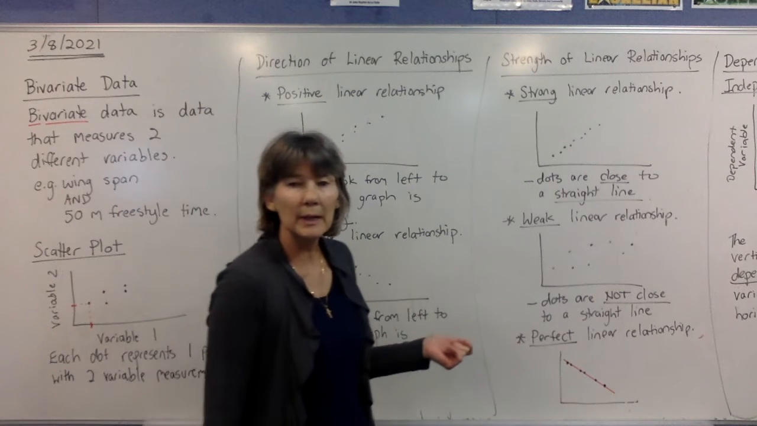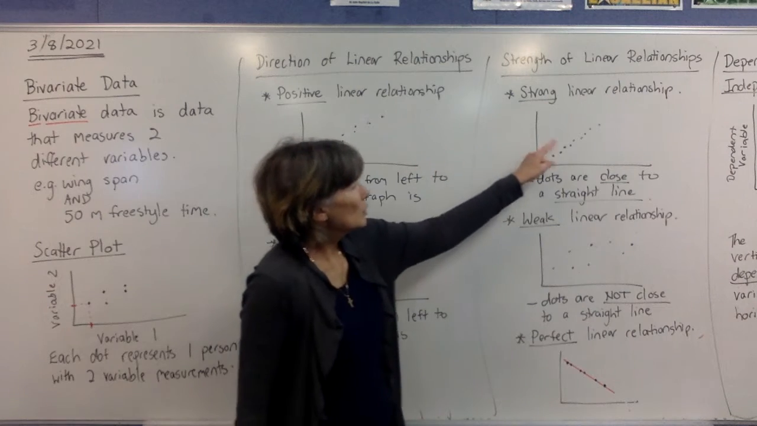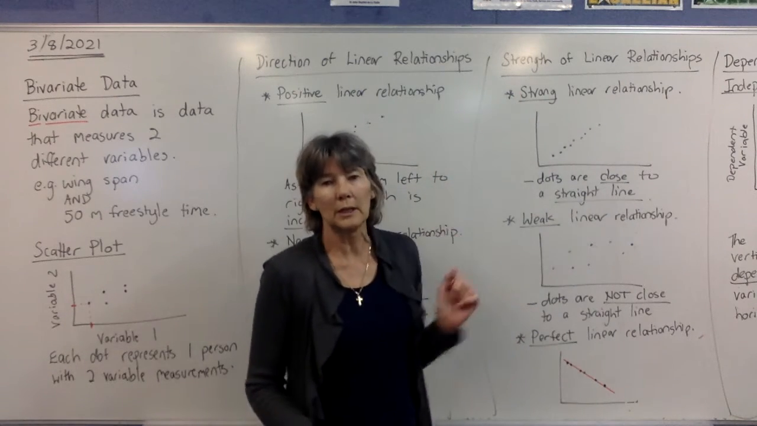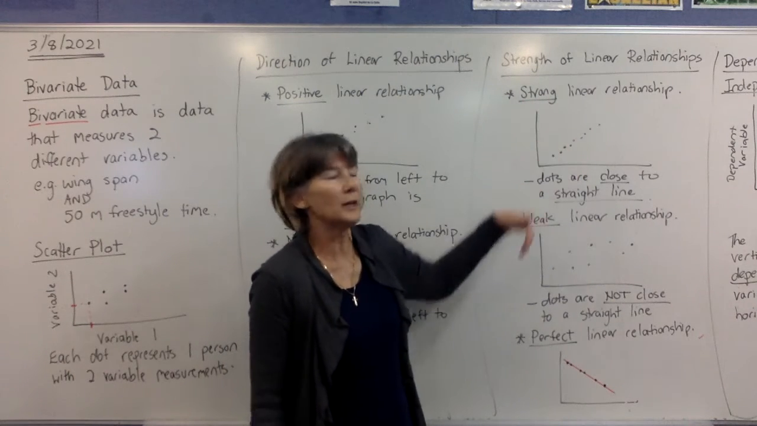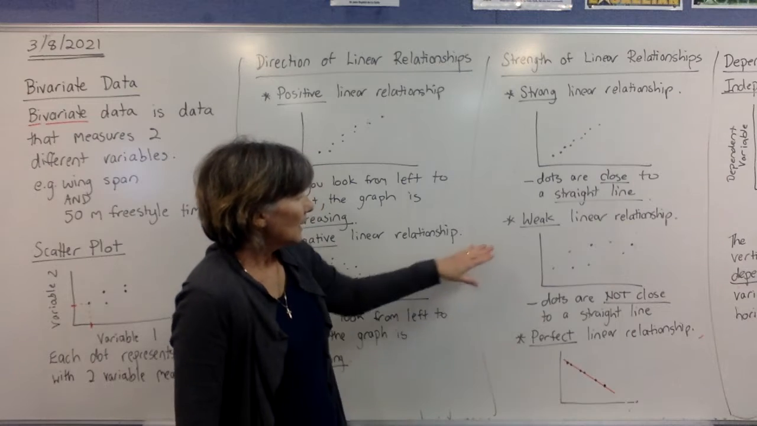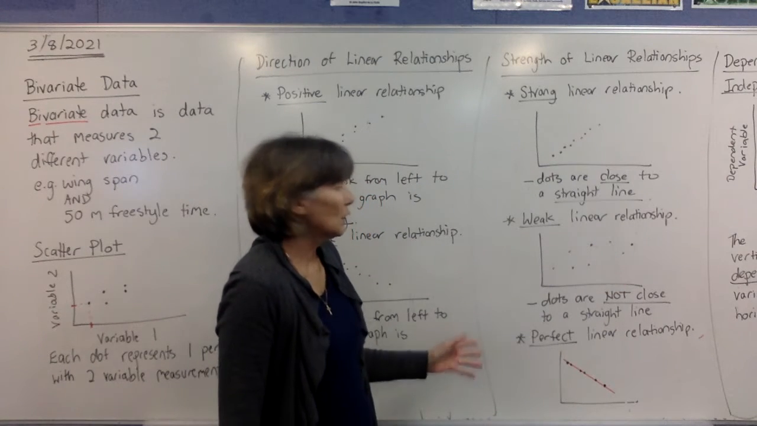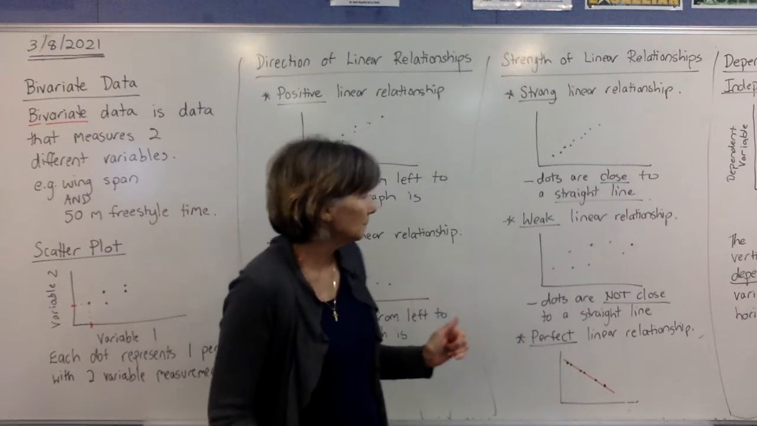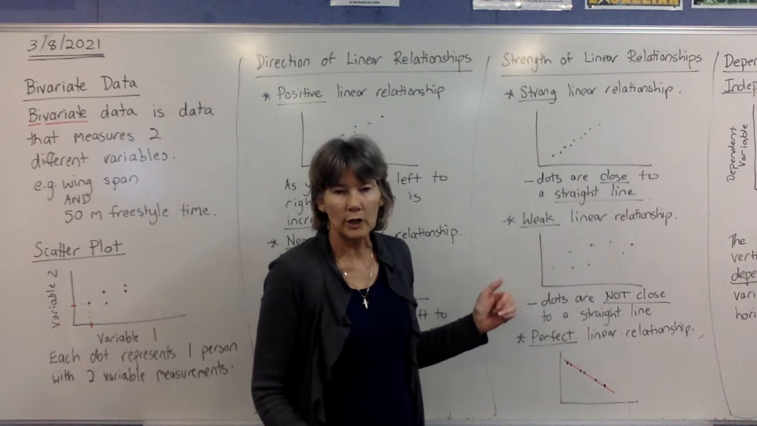Okay, the next thing we're doing here is the strength of the linear relationship. If the dots are very close to a straight line, we say it's a strong linear relationship. So this one would be a strong, positive linear relationship. If the dots are a little bit all over the place and they don't really look like they're in a straight line, but they've got some sort of a relationship happening, then we say it's weak. So it's a weak linear relationship.